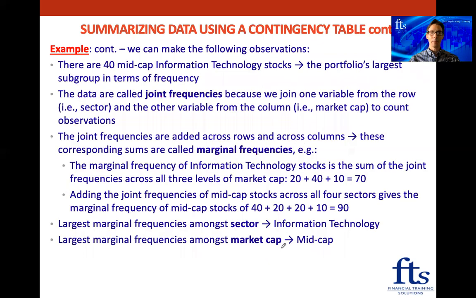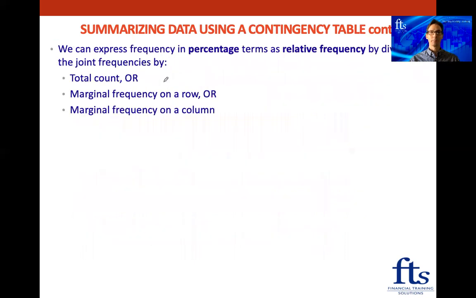What we're going to do now is express the frequency in percentage terms. And remember from what we did a few minutes ago, if we do it in percentage terms, then we do it as a relative frequency by dividing the joint frequencies by the total count, which we're going to do on the next slide. After that, we're going to divide the joint frequencies by the marginal frequency on a row, or we can divide by the marginal frequency on a column. So let's just jump to it and we'll see it's not that bad.